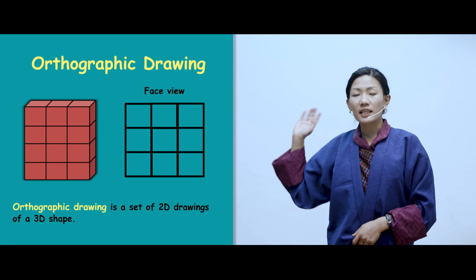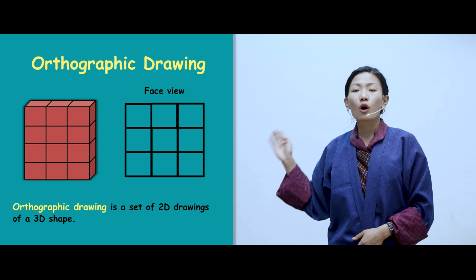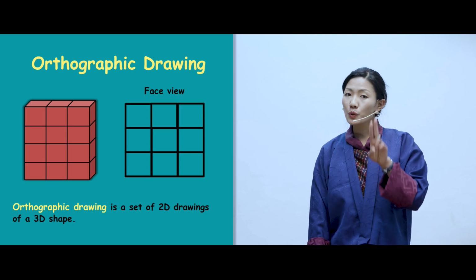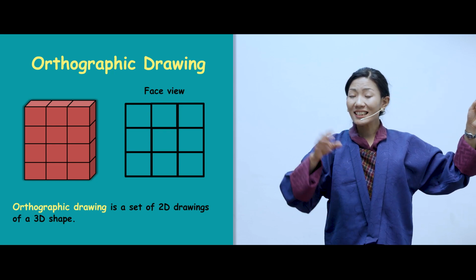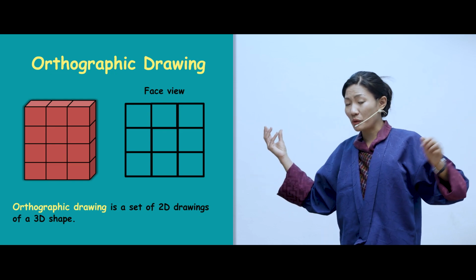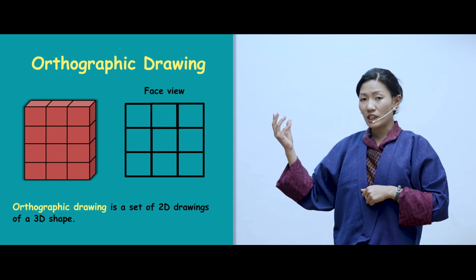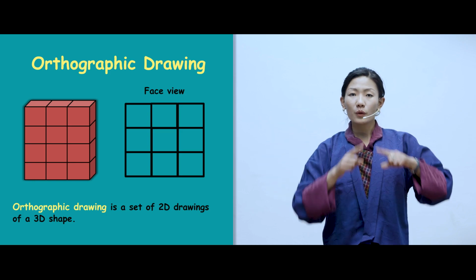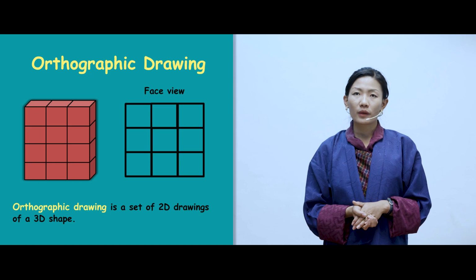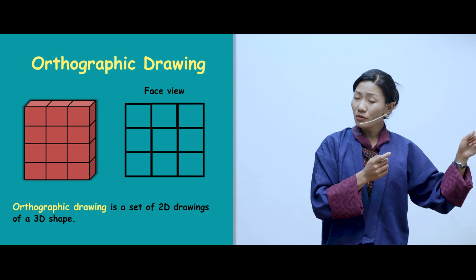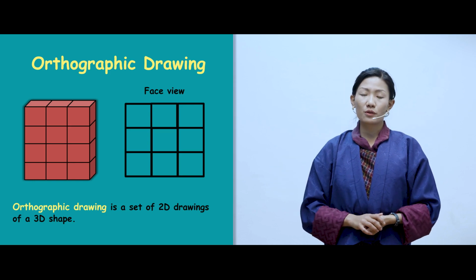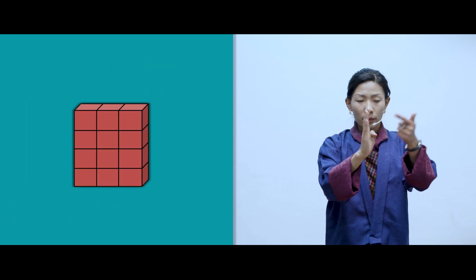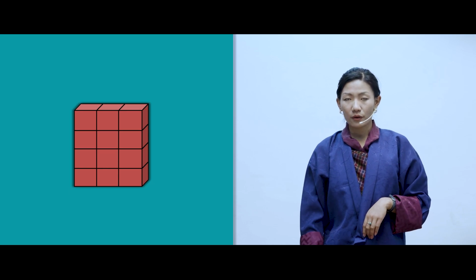Now, this is what you call orthographic drawing. Orthographic drawing is a set of 2D drawings of a 3D shape. In isometric drawing, we represent the 3D object as a 3D object. We try to draw the shape in the form of 3D, right? But in orthographic drawing, we show it as a 2D drawing. And for isometric drawing, we look at the shape from the corner, right? But for orthographic drawing, we look at a certain structure from the straight point of view, but from different directions. Okay?